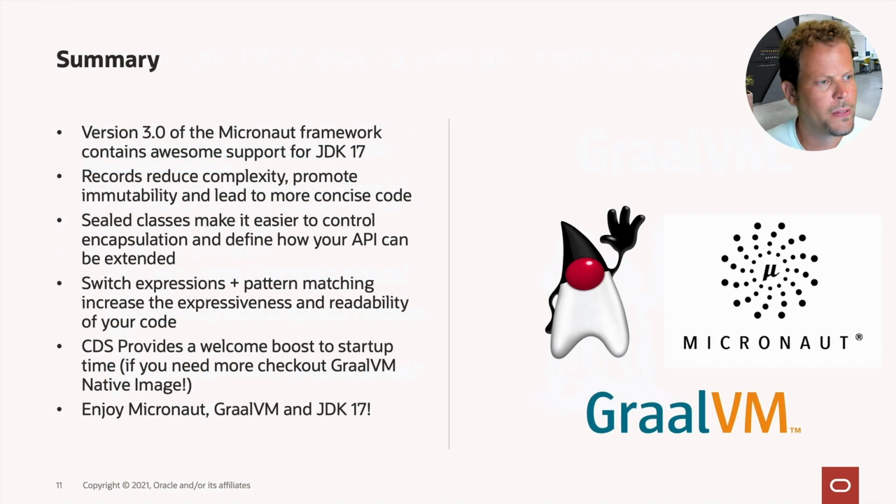So in summary then, version 3 of the Micronaut framework contains awesome support for JDK 17. Records reduce complexity, promote immutability, and lead to more concise code. Sealed classes make it easier to control encapsulation and how your application can be extended. Switch expressions, pattern matching, and text blocks increase expressiveness and readability of your application. And class data sharing provides a welcome boost to startup time.